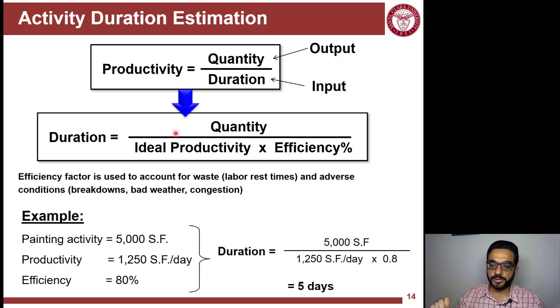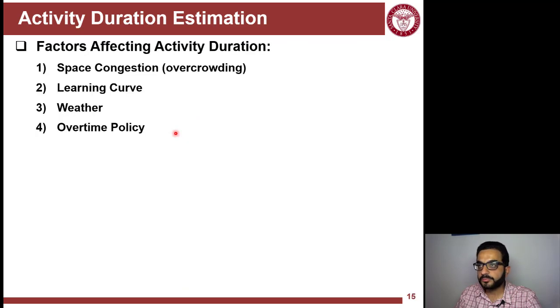So as an example here, you have a pending activity with an amount of work of 5,000 square feet. The productivity of the crew or the laborers that you're going to use is 1,250 square feet per day. This is ideal without considering any issues, but if you consider issues, you expect that they will not achieve this ideal, they will achieve only 80% of it. So when you use the formula that's shown, you will end up with 5 days of work to finish this painting job.